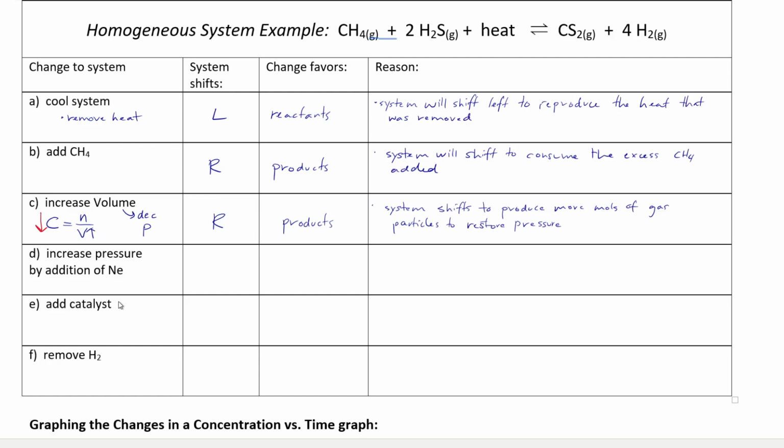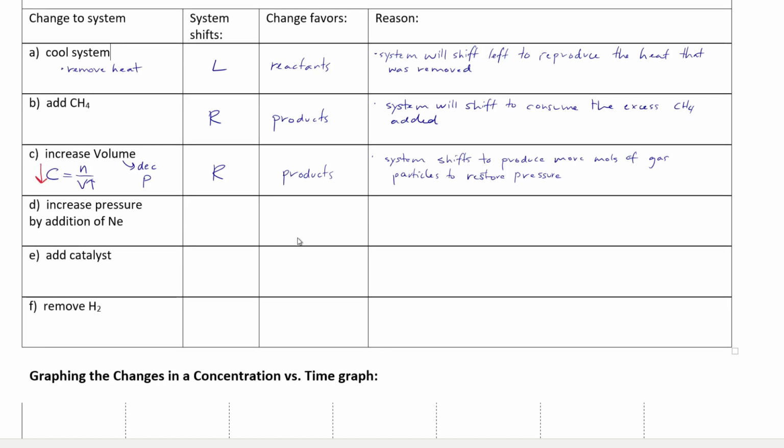Now, if you increase pressure by the addition of neon gas, remember, that's an inert gas. I'll just put right there, that's an inert gas. There is going to be no shift, and the change will favor neither reactants nor products. So line through there. And so basically an inert gas will cause more collisions.